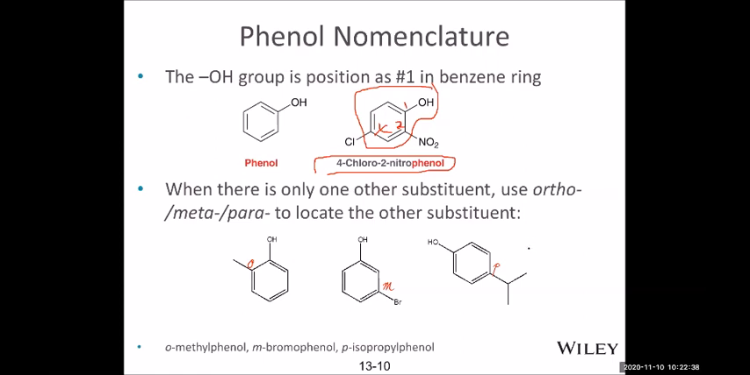When you have more than one other substituent in addition to the hydroxy group, it's better to go with numbers. But when you have only two substituents, one being the hydroxy group, you just need to signal the location of the other substituent, which is either O, M, or P. So those are two naming systems, and both are legit.